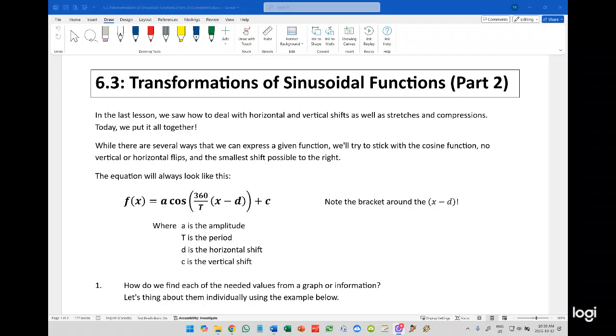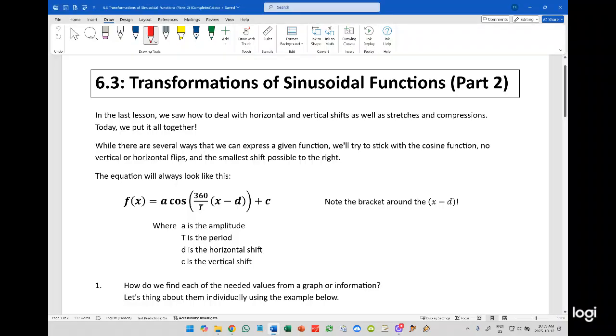Welcome back to part 2 of our lesson on transformation of sinusoidal functions. Really, yesterday we saw everything there is to do for transforming a sinusoidal function. We saw that we could move it up and down, left and right. We could squish it or stretch it up and down, and we could squish it or stretch it horizontally as well. So now we're going to just put all of those together into one big equation.